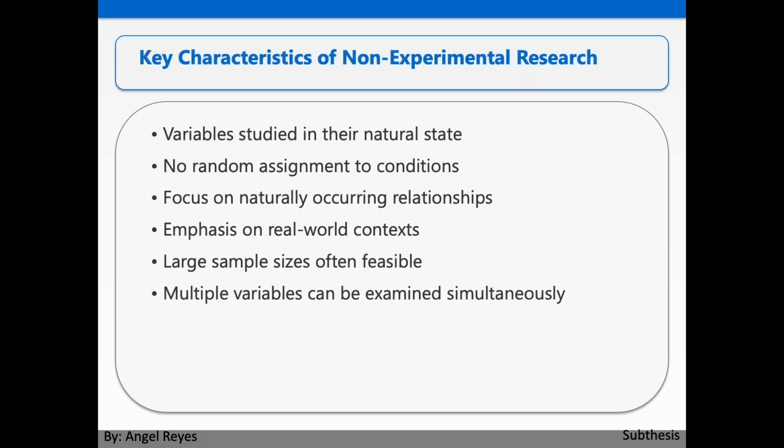Let's explore the key characteristics that define non-experimental research. First, variables are studied in their natural state. This means we don't create conditions or assign people to groups. We study people, situations, and phenomena as we find them. There's no random assignment to conditions because there are no experimental conditions to assign people to. Instead, we might study naturally occurring groups or examine relationships within existing populations.